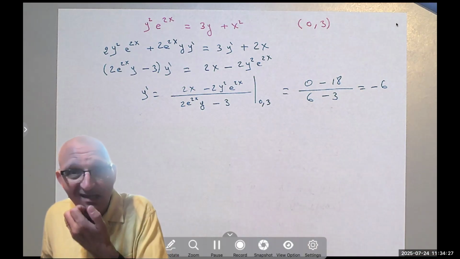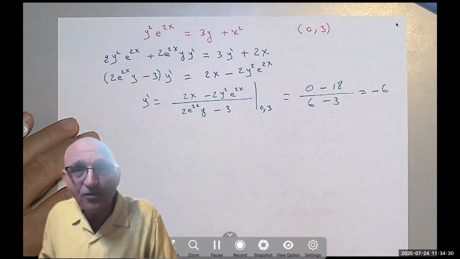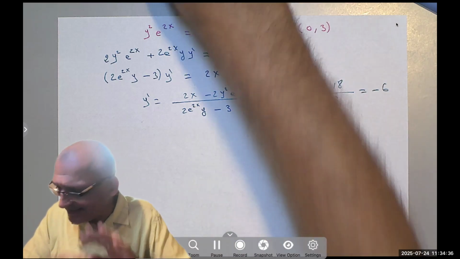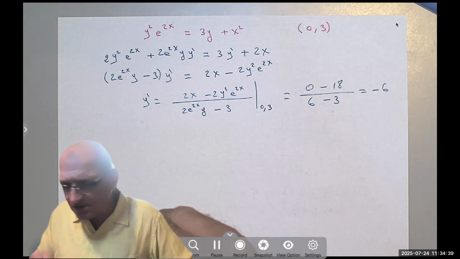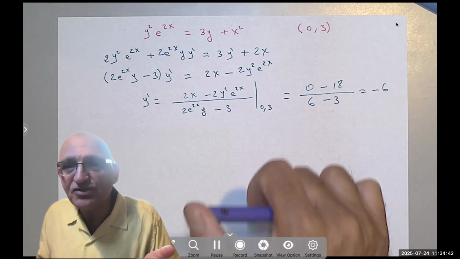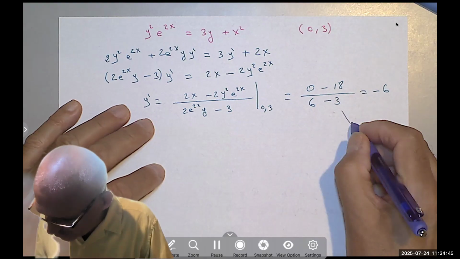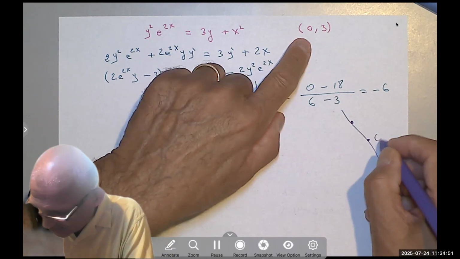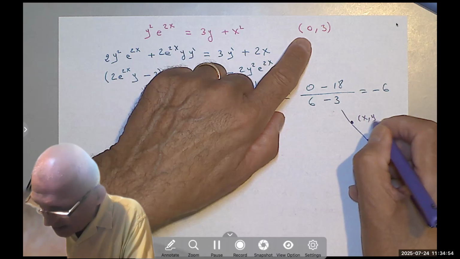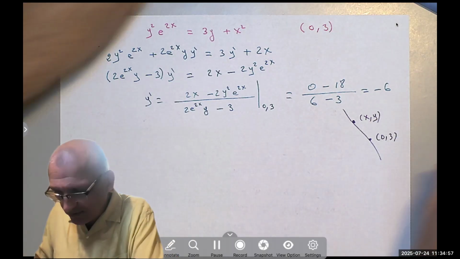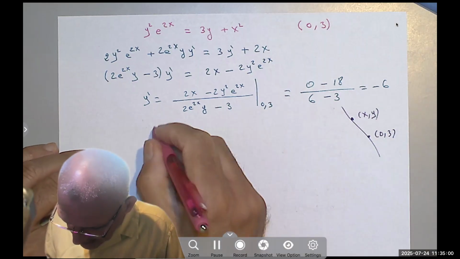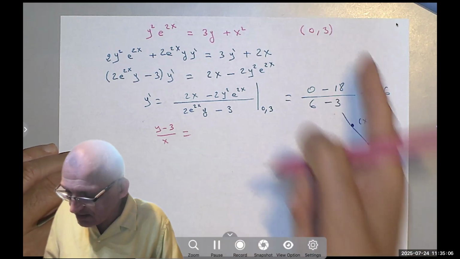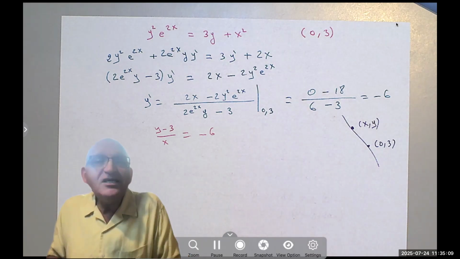Then you say, okay, how do I find the equation? Remember, I told you when we did the equation of a straight line, don't memorize. You say y minus y0 equals m, no. All you have to do is say, okay, here's a line. I have 2 points on it, and the slope is negative 6. If this point is (0, 3), and this point is (x, y), I say the slope, which is the change in y over the change in x, x minus 0, equals negative 6. So no need to memorize anything.